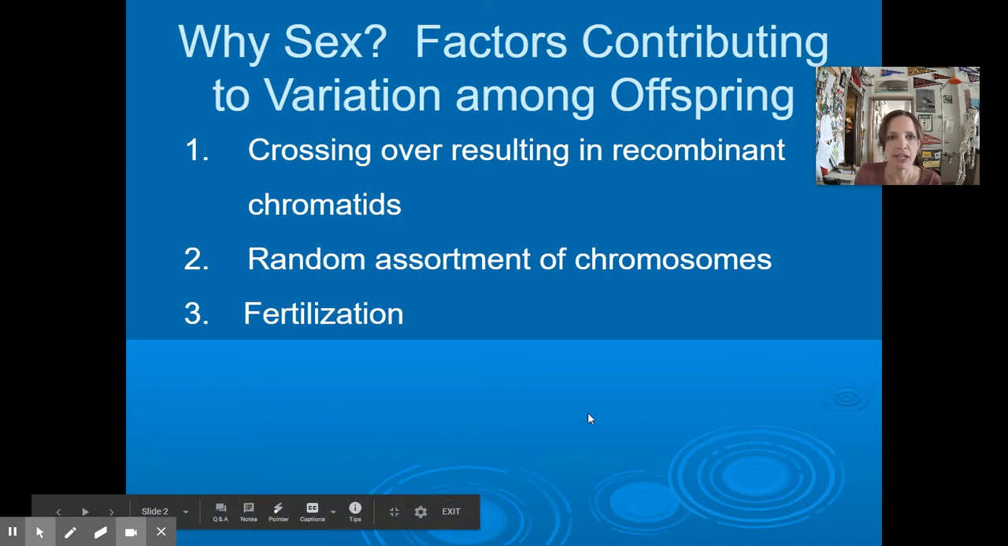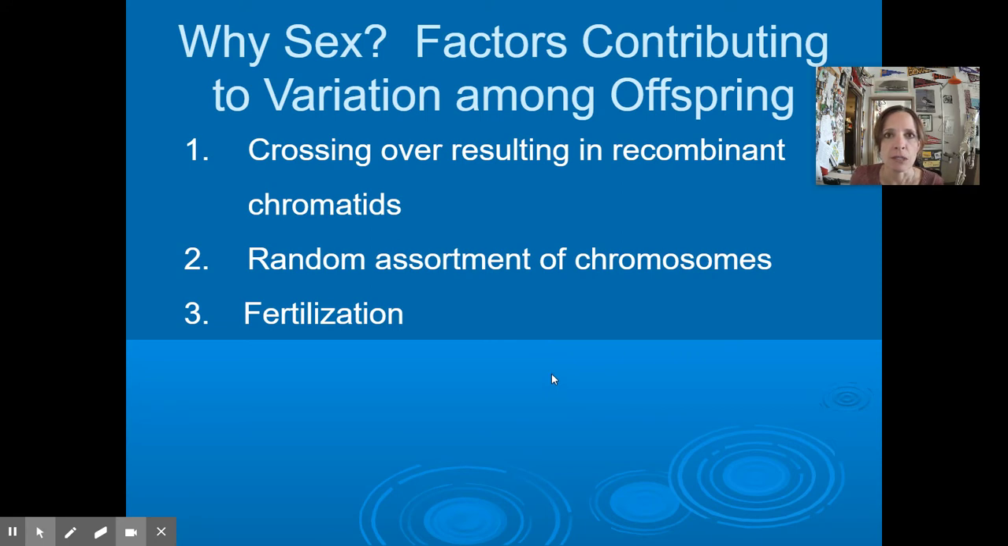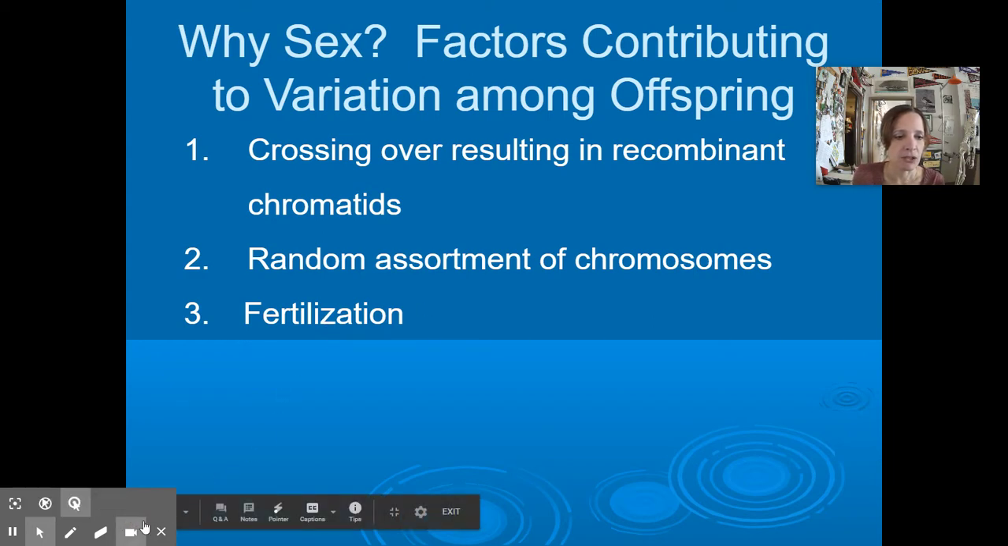There's a bunch of factors that contribute to variation among offspring, and that variation leads to populations being able to survive better. So crossing over, which you're going to learn about, results in recombinant chromatids, which gives you shuffled information from mom and dad. Random assortment, which we'll talk about, is how the chromosomes can line up, and also fertilization.